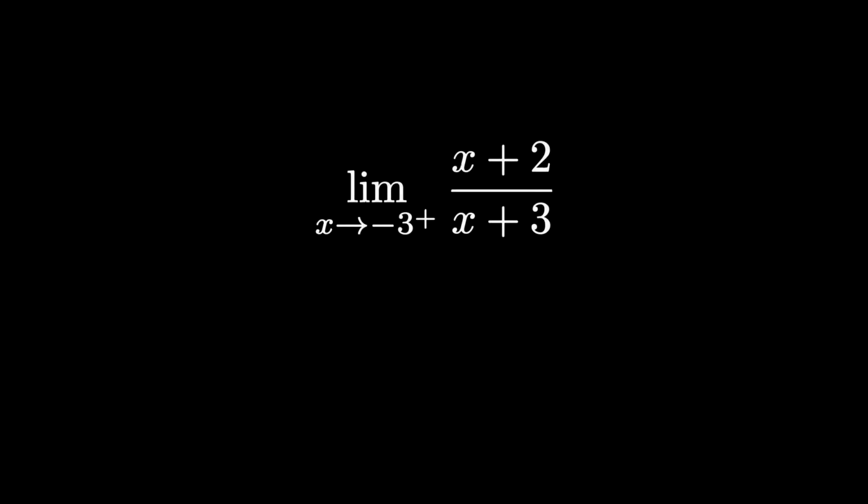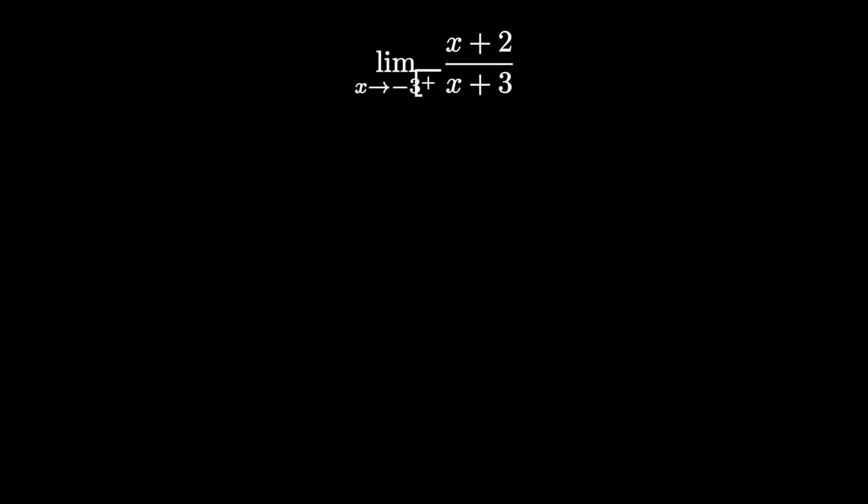So we have the following limit. We have the limit as x approaches negative 3 from the positive direction of (x + 2)/(x + 3). So I notice that this is a one-sided limit due to this plus sign symbol, but do not freak out. When it comes to evaluating one-sided limits, we evaluate them like normal limits.